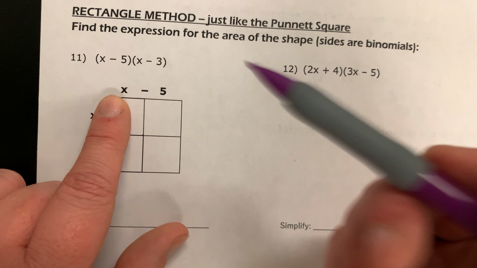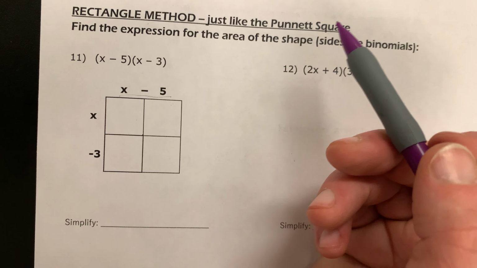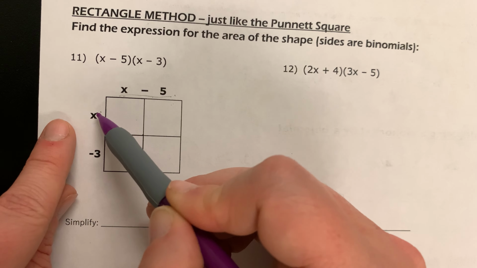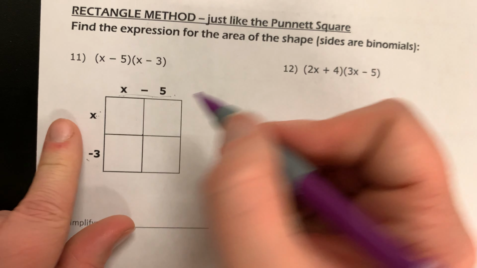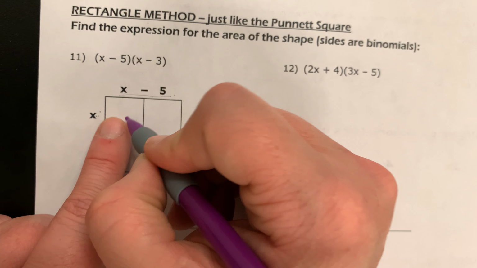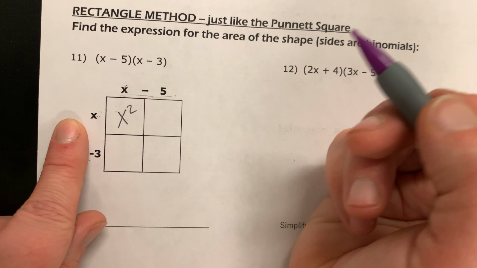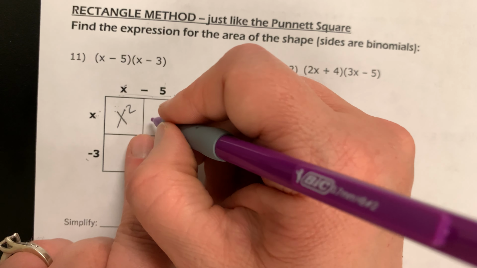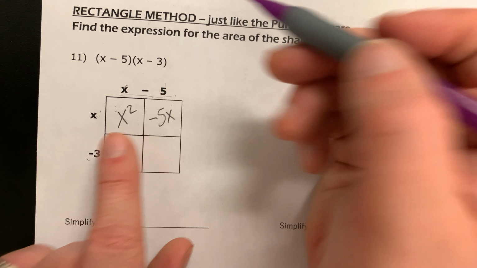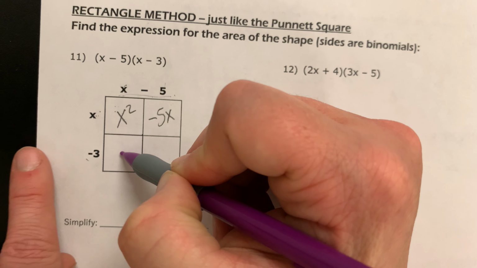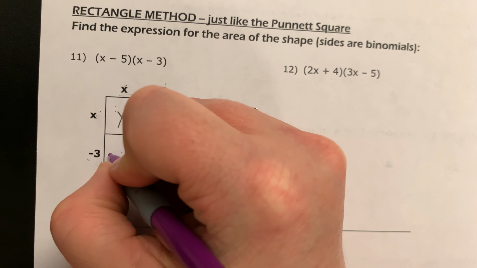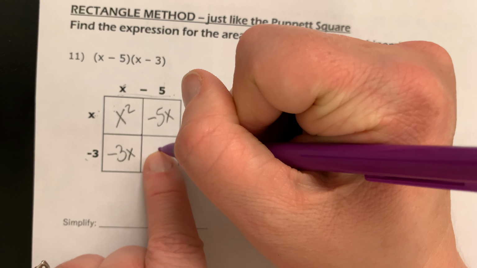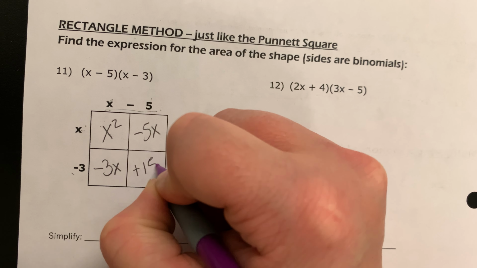All right, so I write one on the top and one on the side. Doesn't matter which one. So x minus 5, I'm writing it on the top. X minus 3, I'm writing on the side. I can see there's two x's going in here. X times x is x squared. In this box, I can see there's a negative 5 and an x. Negative 5 times x is negative 5x. I can see in this one I have an x times a negative 3. Negative 3 times x is negative 3x. Here I can see I have a negative 5 times a negative 3 is a positive 15.